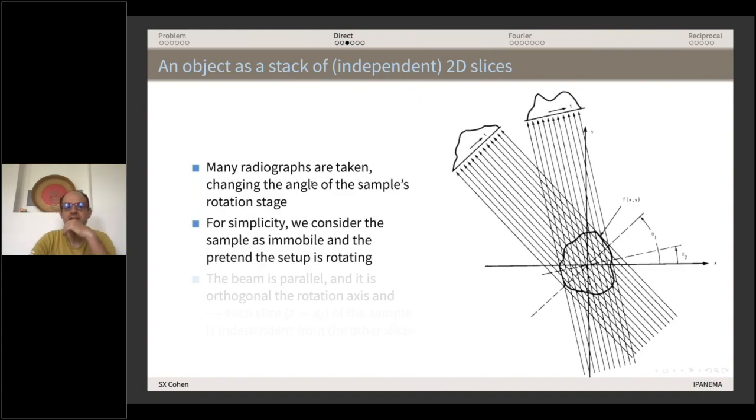So for simplicity, we consider what is immobile to be the sample, simply because what we try to characterize is a function which is tied to the sample.